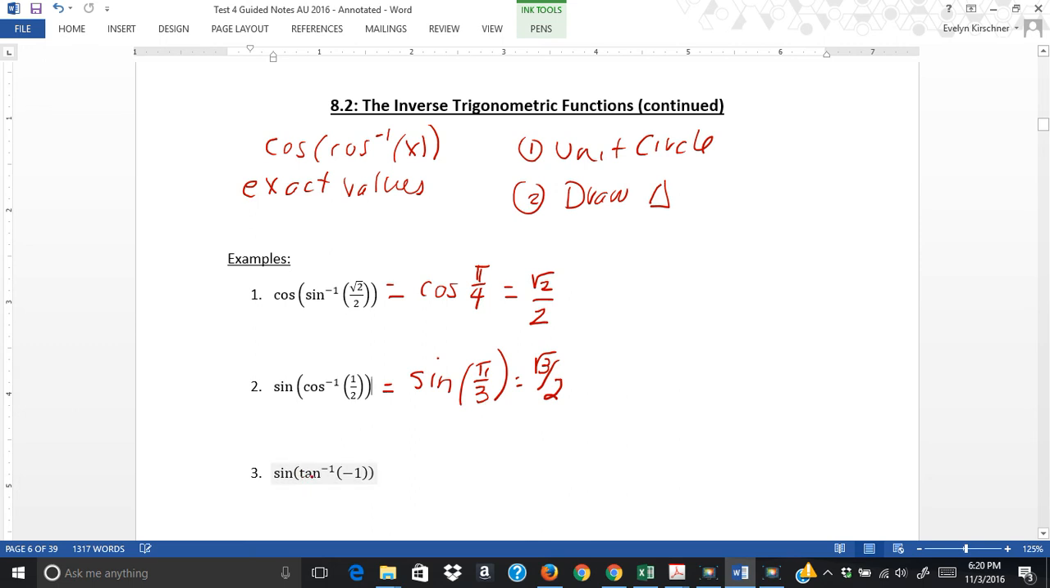Here I want to look at the sine of the angle whose tangent is -1. So I need the sine, and tangent is -1 at negative pi over 4 for the range of inverse tangent. So the sine of negative pi over 4 is negative radical 2 over 2.